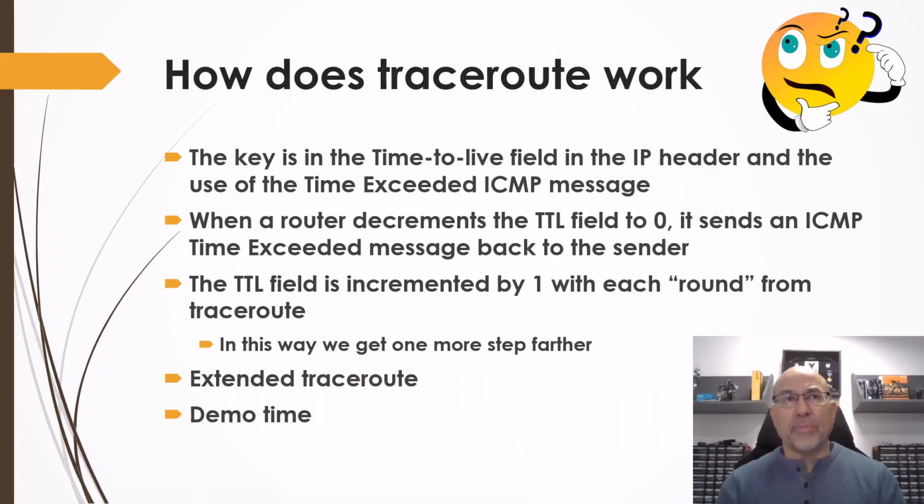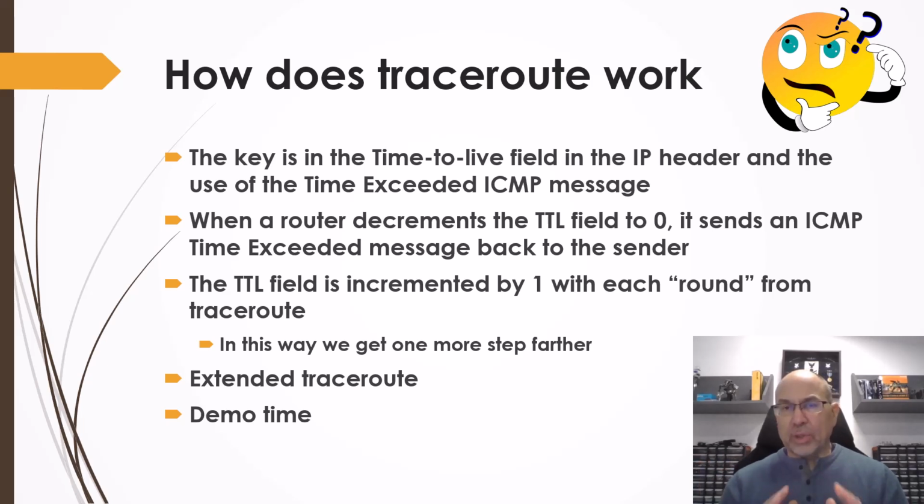Now, I suppose it's important to understand how TRACEROUTE works. The key is in the time to live field in the IP header. Every IP packet has a time to live associated with it. And if that time to live is decremented down to 0, the router that does that says, I can't forward this anymore. And it sends back to the host an ICMP time exceeded message. That's how we remove continuously circulating packets or packets that are caught in a loop.